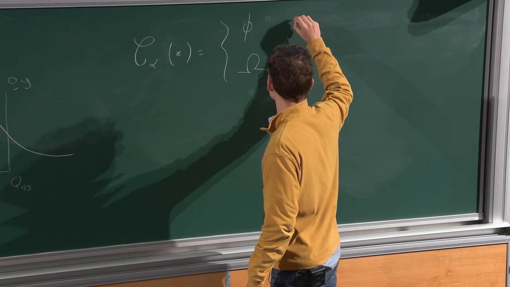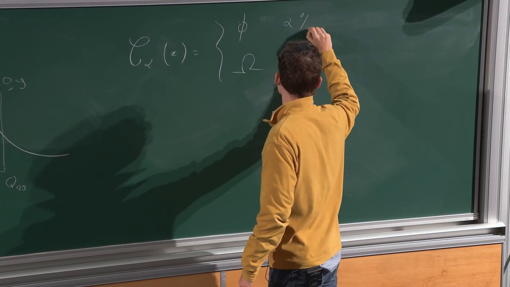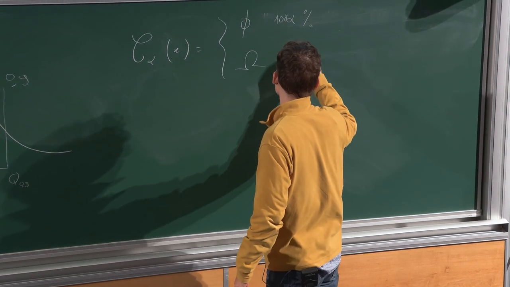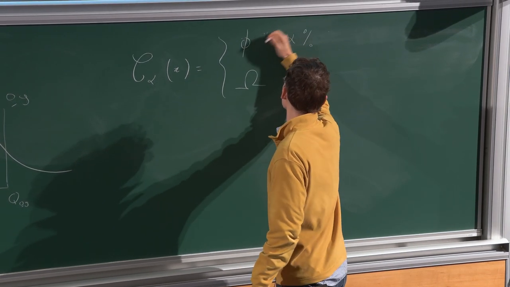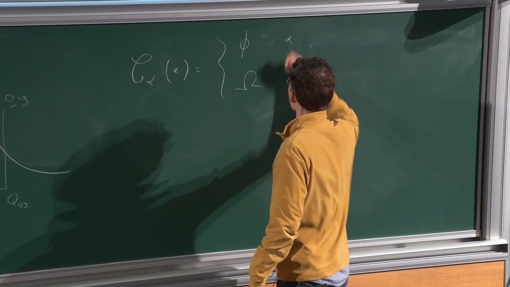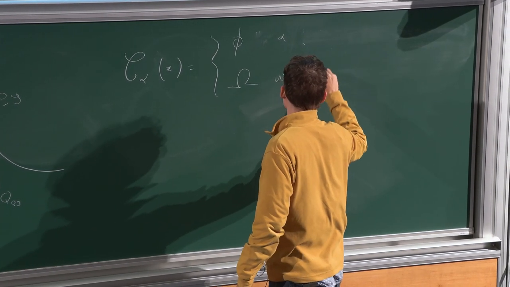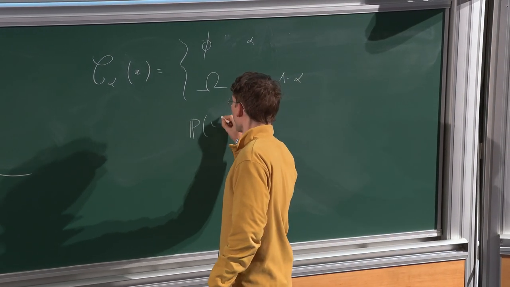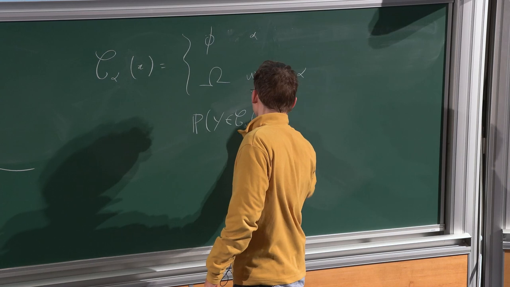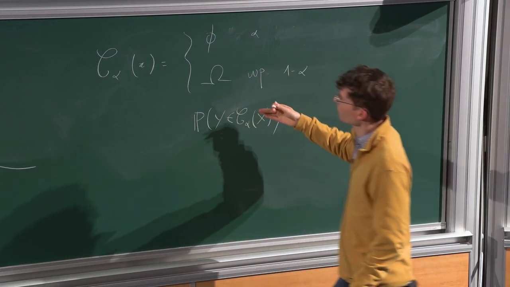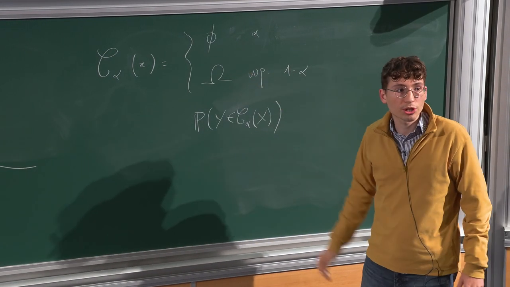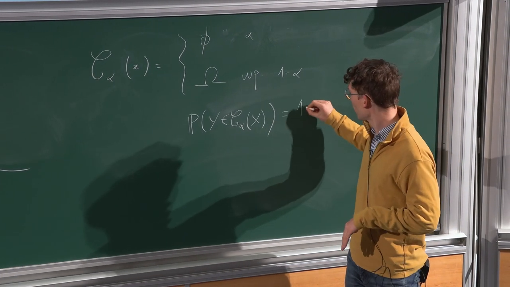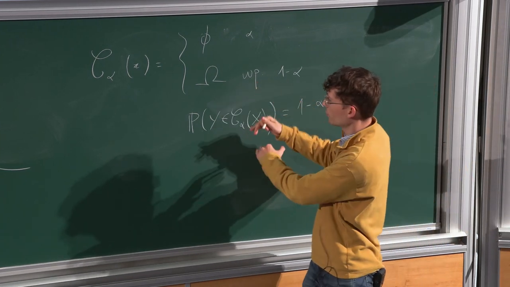Here it will be alpha percent of the time, and here, 100% times alpha, and with probability 1 minus alpha. Here, in fact, you have the good coverage. So you have that y will belong to this one, but it's not very convincing because then you don't have a lot of information.